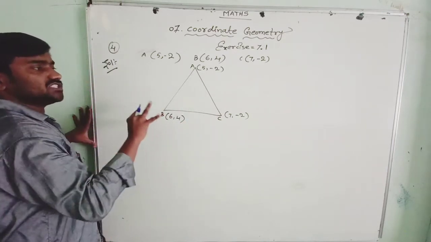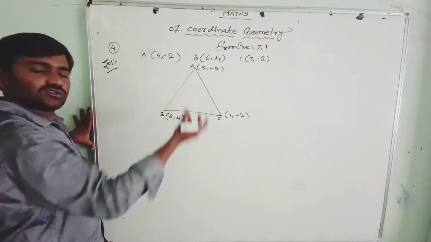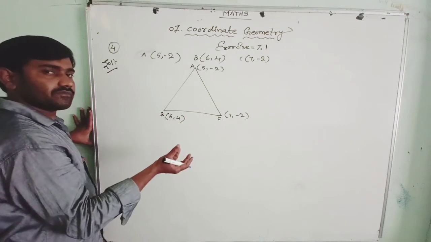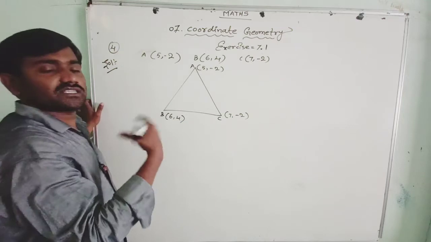So if any 2 distances are the same, then the given points can form an isosceles triangle. If all the sides are different, it forms a scalene triangle.